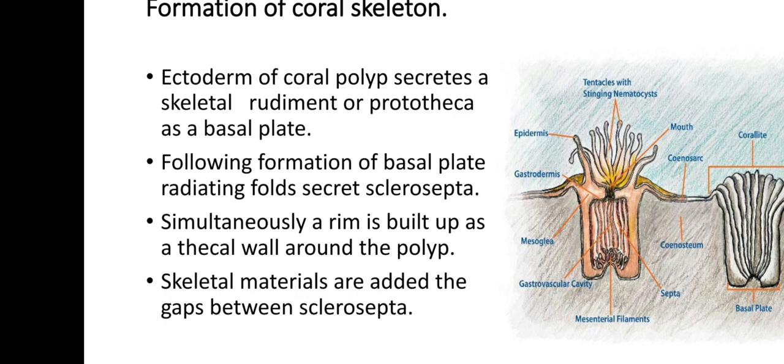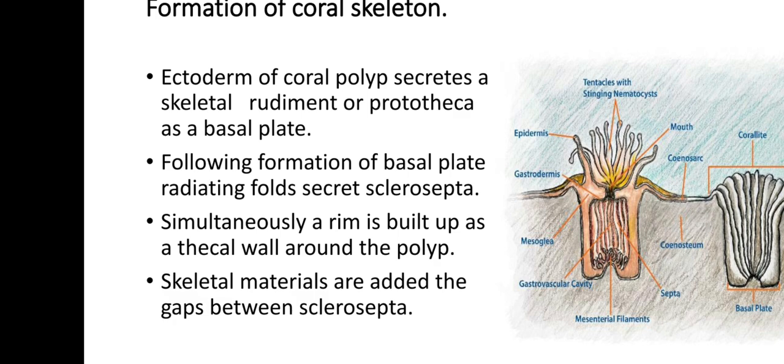Similarly here, first the basal plate will be secreted, which is called a skeletal rudiment or a prototheca, in the beginning. Later on, on this basal plate the radiating folds will secrete the sclerosepta, the cross walls. At the same time, at the outer rim of the body there will be secretion of the outer wall, throughout its body. That, together with the basal plate, will become a cup or a theca.